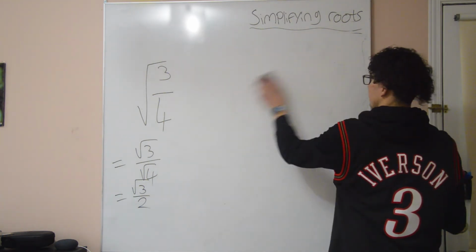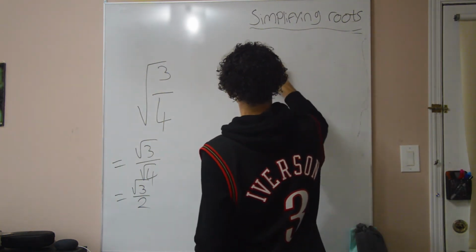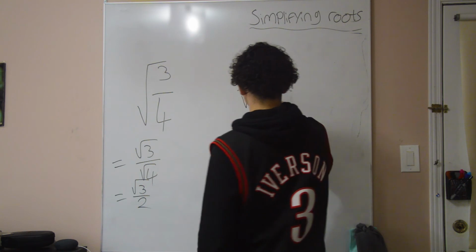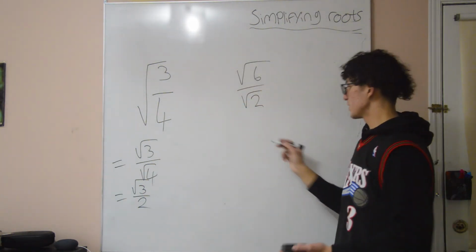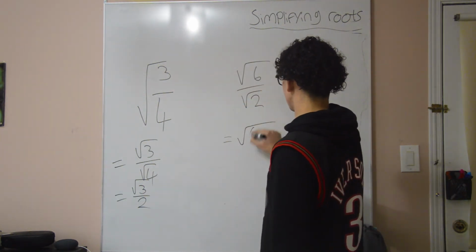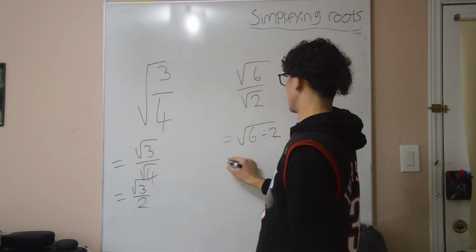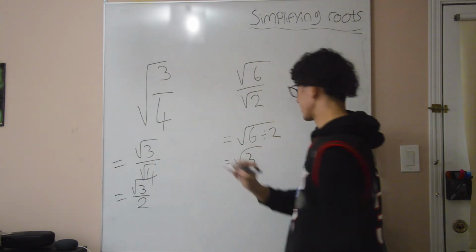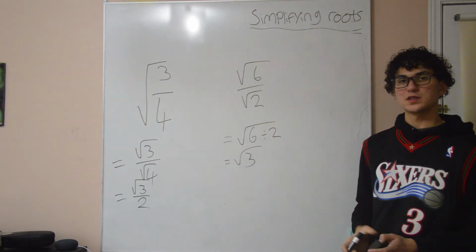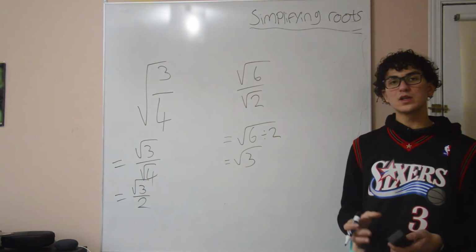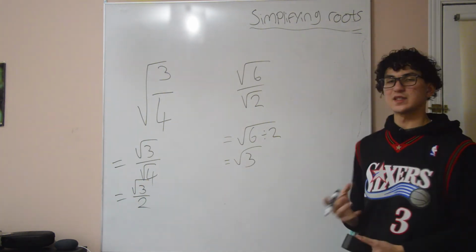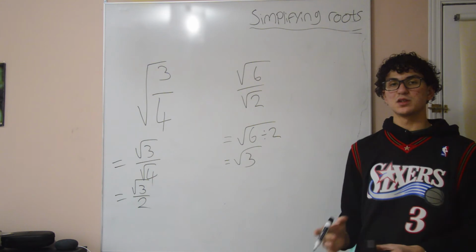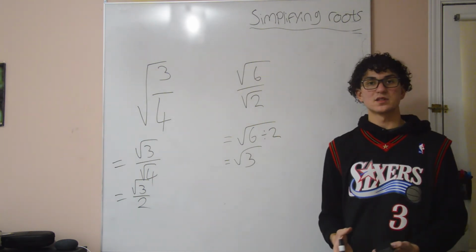For example, if we have root 6 divided by root 2, this simply just becomes root of 6 divided by 2, which then simplifies to root 3, just like that. And that's how we divide our roots. It's the same thing as multiplication, except division on the inside of the bracket.